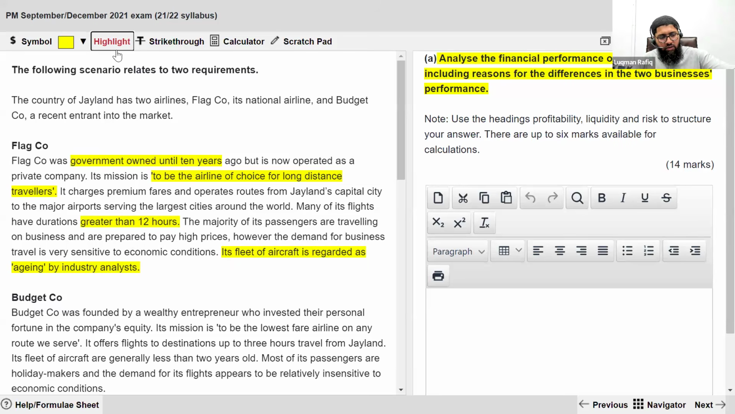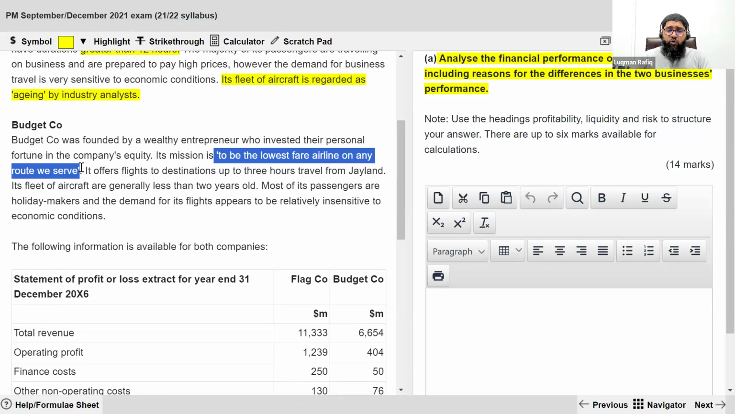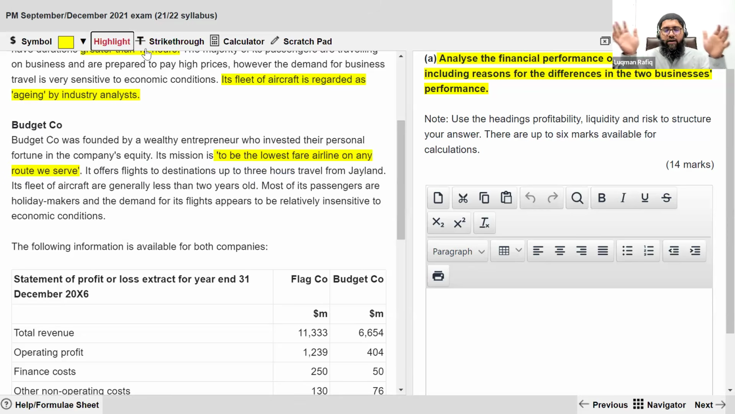Now what else is there? It says that the budget company was founded by a wealthy entrepreneur who invested their personal fortune in the company's equity. Its mission is to be the lowest fare airline on any route we serve. So there is basically a clear difference in the objectives and goals of both airlines. One wants to be a premium airline and one wants to be a budget airline.